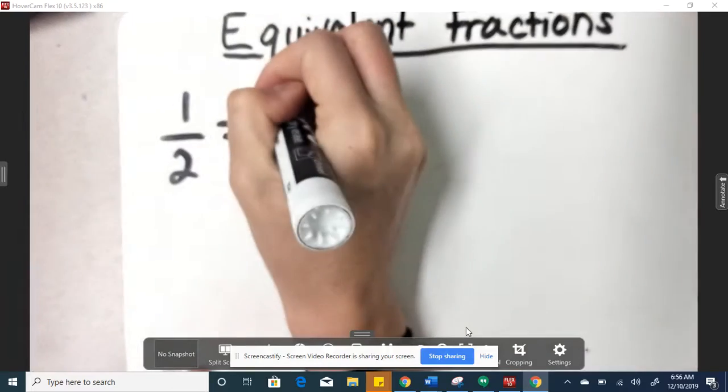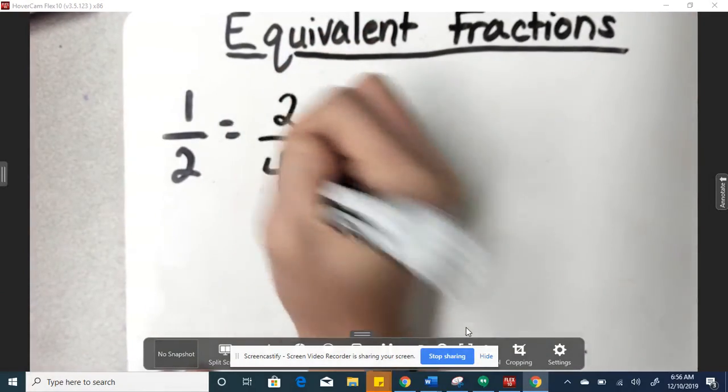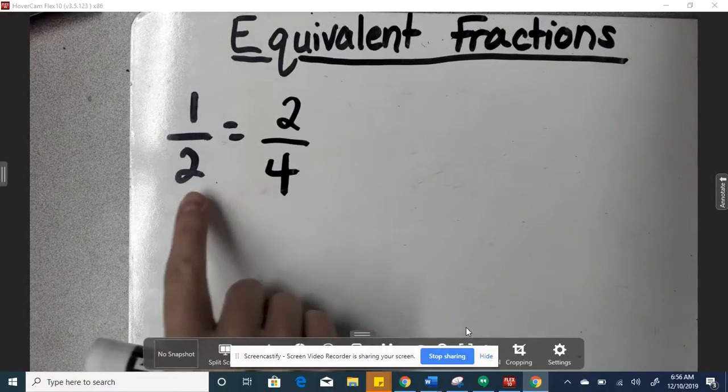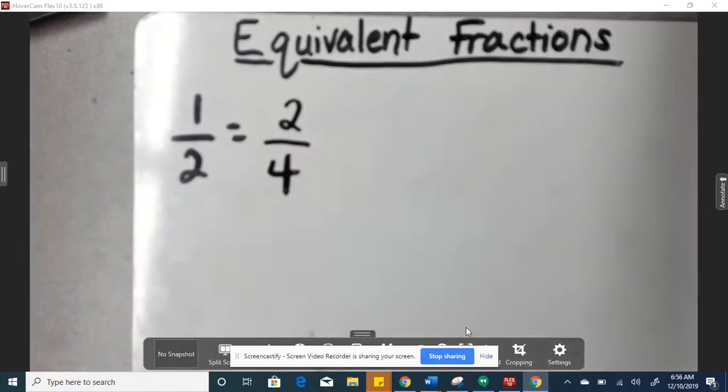1/2 is equivalent or equal to 2/4. These are equivalent fractions, and equivalent just means that they're equal to each other. They represent the same amount.